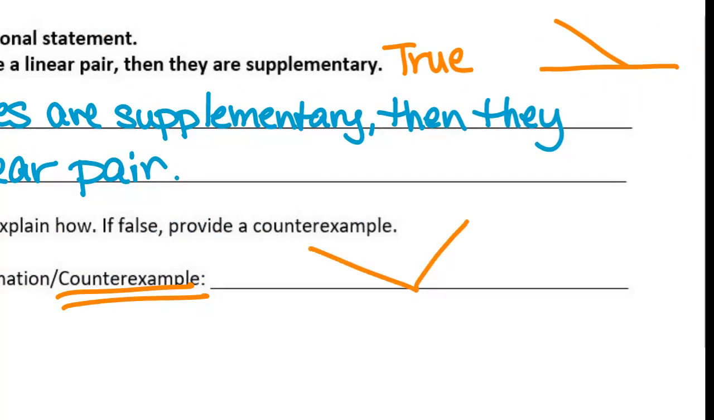So I could draw two angles like this. Is that a linear pair? Nope, they don't touch. So that's not a linear pair. But I need to make them add up to 180 so that they're supplementary. So I need two numbers that add to 180. I could do 90 and 90. I need to redraw my pictures if I use 90 and 90.